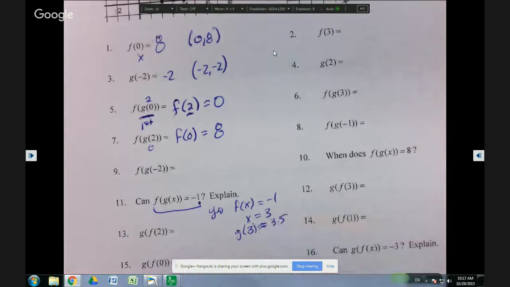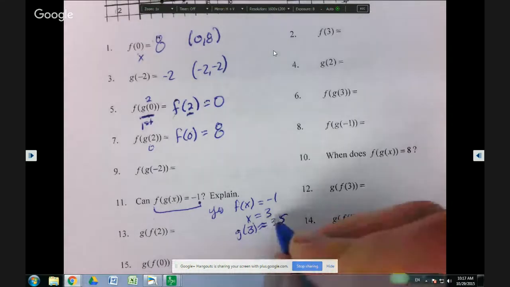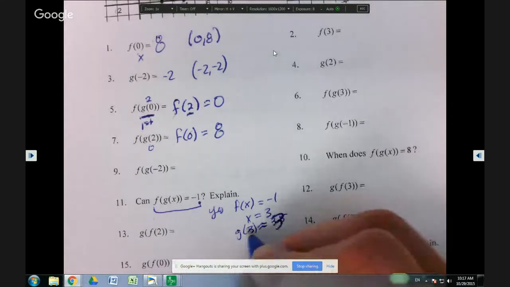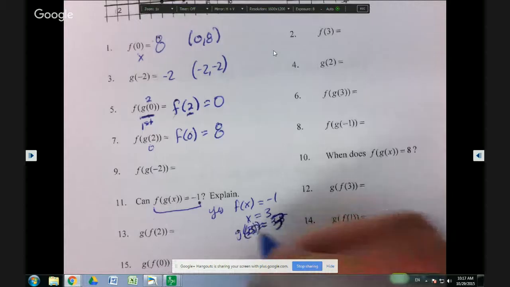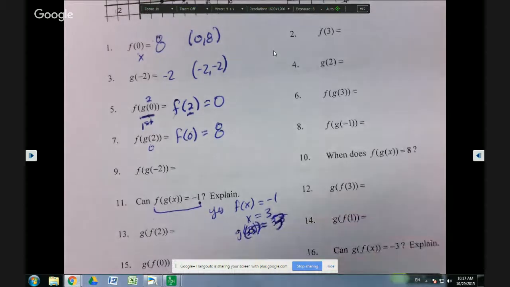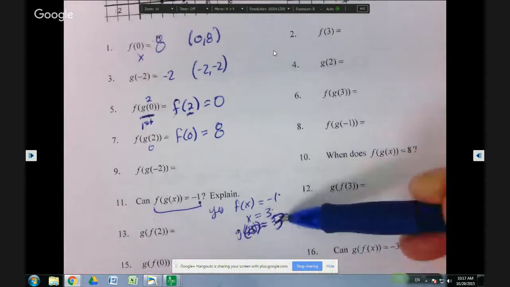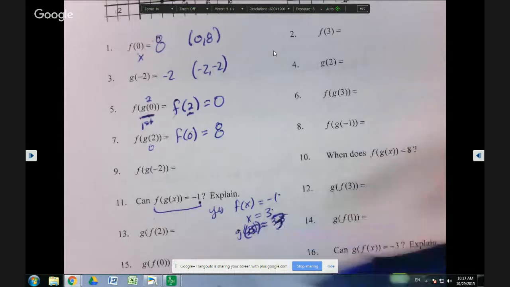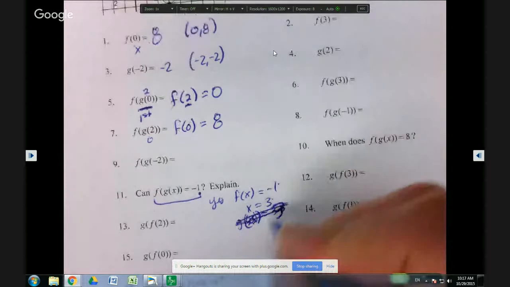Something like this would suffice. Oop, that needs to be a 3 here and 3.5 here. Okay. So notice we go from a y to an x to a y to an x. So let me rewrite that.